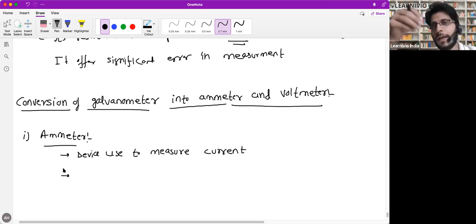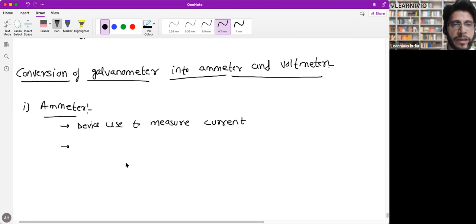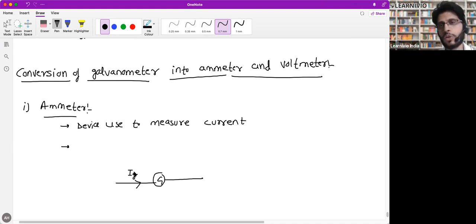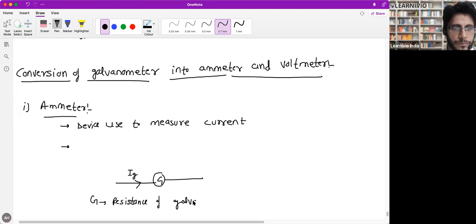We obtain an ammeter from a galvanometer only. We do some minor changes in the galvanometer and the resultant device is an ammeter. So this is a galvanometer. Current for full scale deflection through the galvanometer is Ig. The maximum current that can pass through the galvanometer is Ig. Through G, we represent the resistance of the galvanometer.